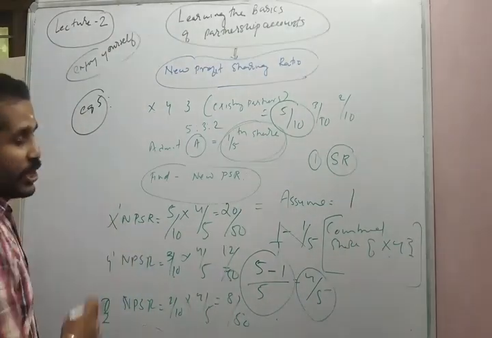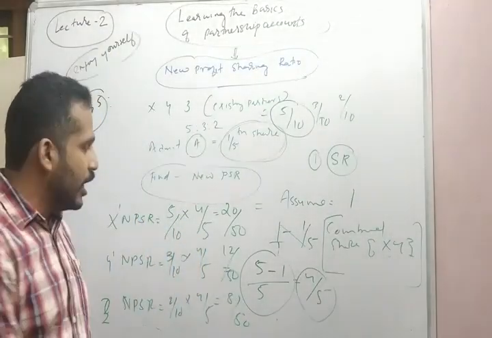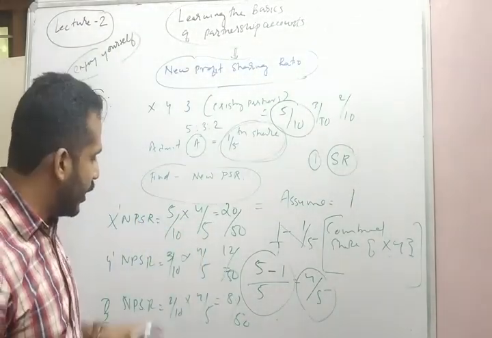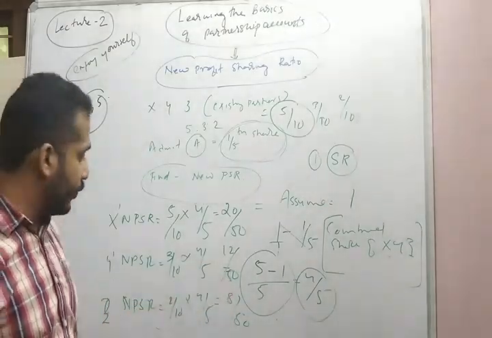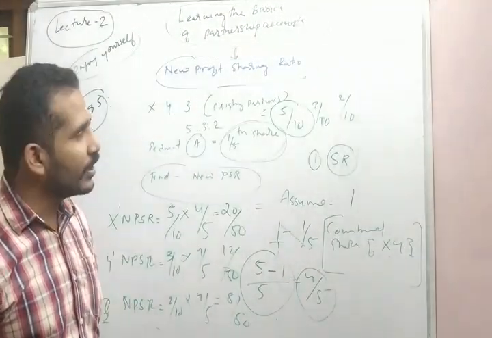So X's new profit sharing ratio is old share into the combined share in the profit, into 4 by 5. So 20 by 50. Y: 3 by 10 into 4 by 5, 12 by 50. Z: 2 by 10 into 4 by 5, 8 by 50.